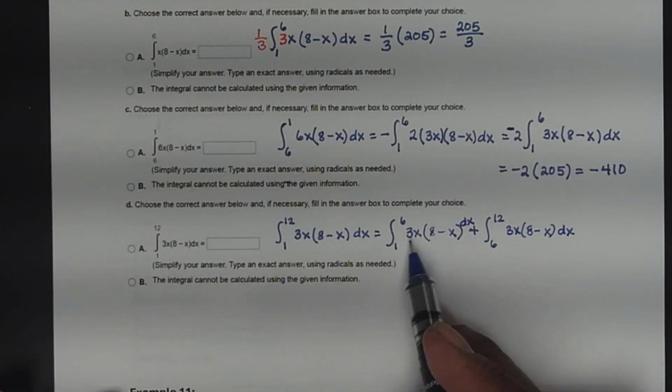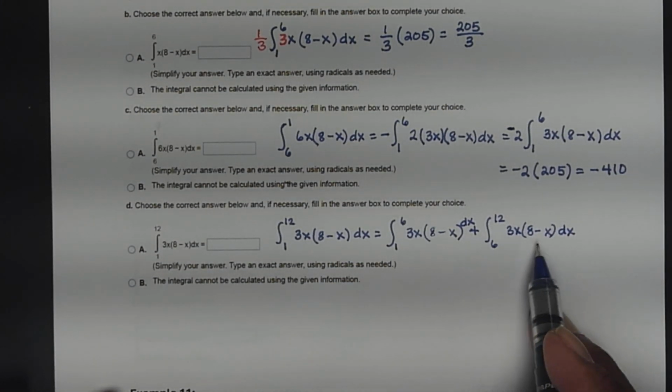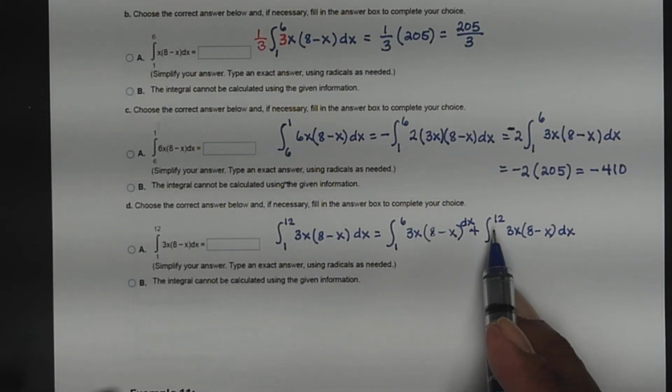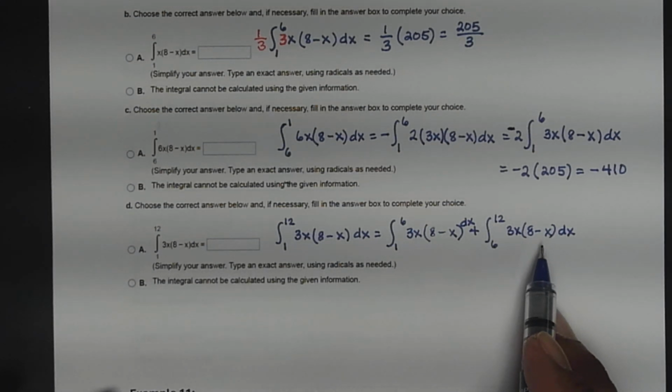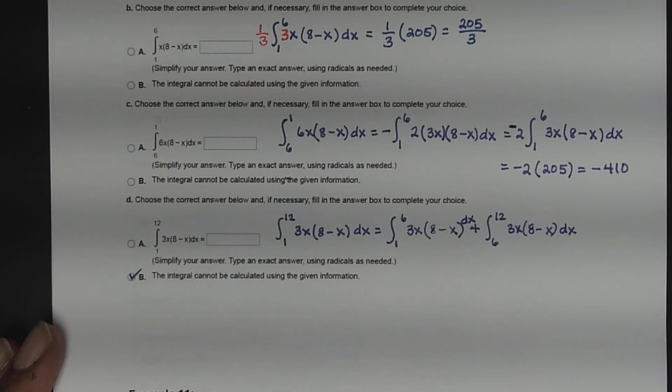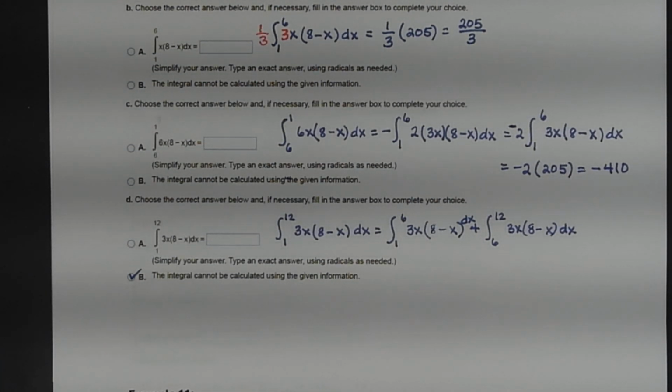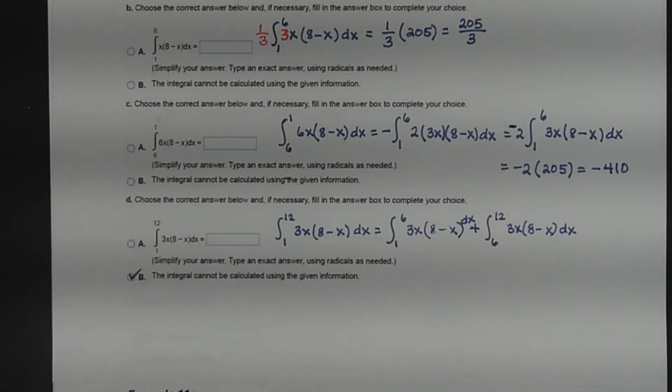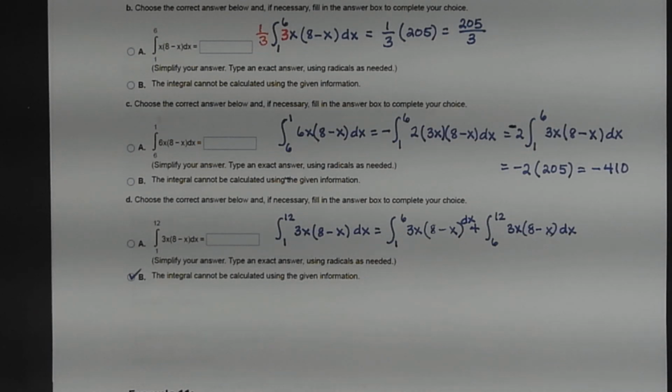I know what this is, that's the 205, but I know nothing about the integral from 6 to 12 of 3x times the quantity 8 minus x dx. So, based on that information, I cannot calculate this integral, because I know nothing about the integral from 6 to 12 of 3x times 8 minus x dx. Okay?